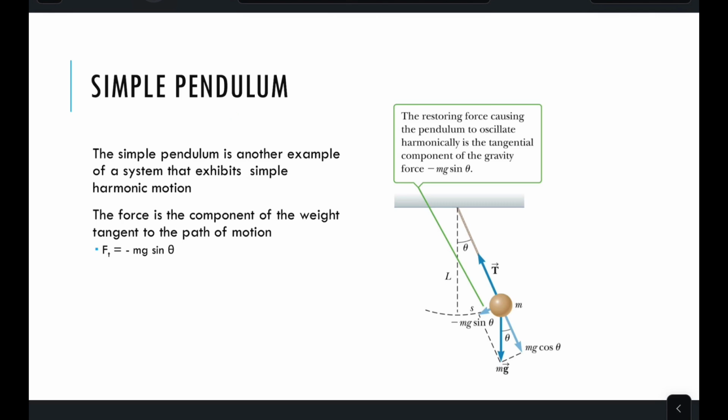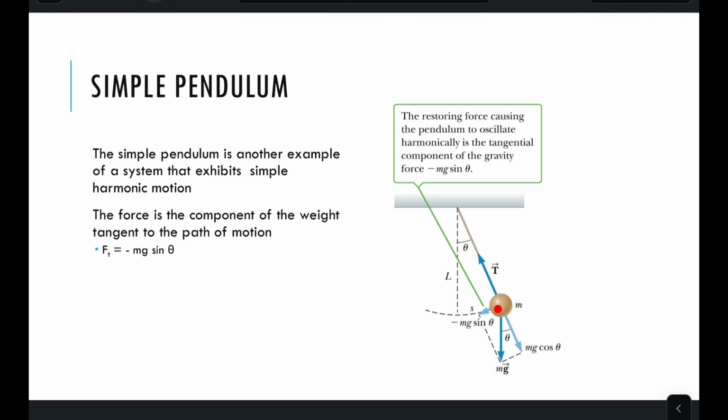So if you have a pendulum, it must have a bob, isn't it? So this is the bob of the pendulum, the attached mass. Here is a string, a stretched string. The system is displaced to the right, having theta as the angular displacement.